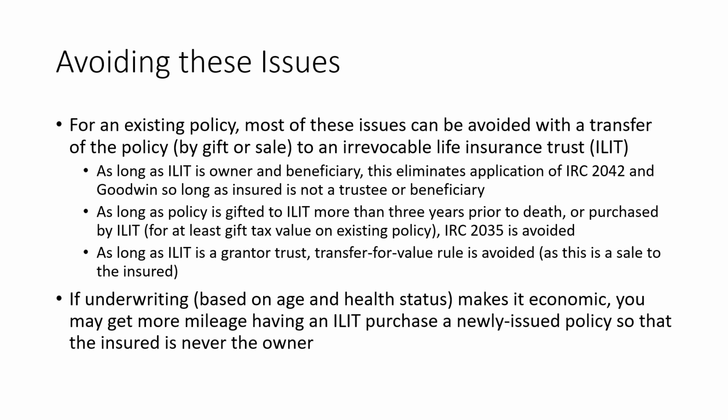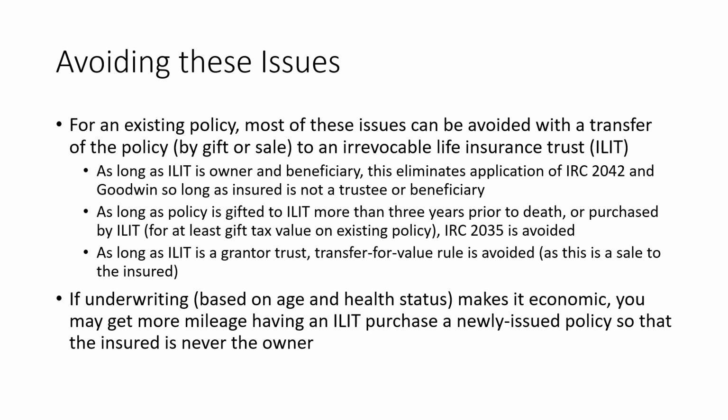So how do we get around some of these issues? Well, for an existing policy, most of these issues can be avoided if you make a transfer by gift or sale to an irrevocable life insurance trust, an ILIT. So for one, as long as the ILIT is the owner and beneficiary, that eliminates the application of Code Section 2042 and of a Goodwin situation, as long as the insured is not also a trustee or beneficiary of that trust.